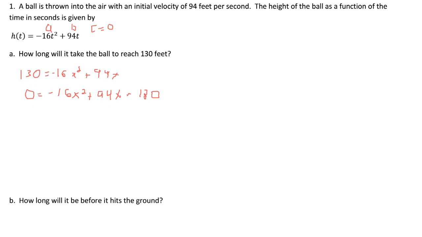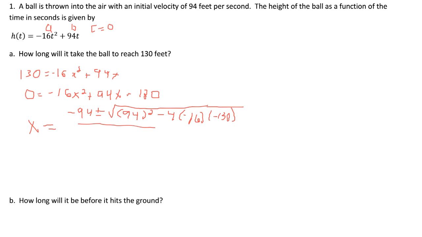So, putting our solution in, we get x equals the opposite of b, negative 94, plus or minus the square root of b squared, 94 squared, minus 4 times negative 16 times negative 130, all over 2 times negative 16, which is negative 32.